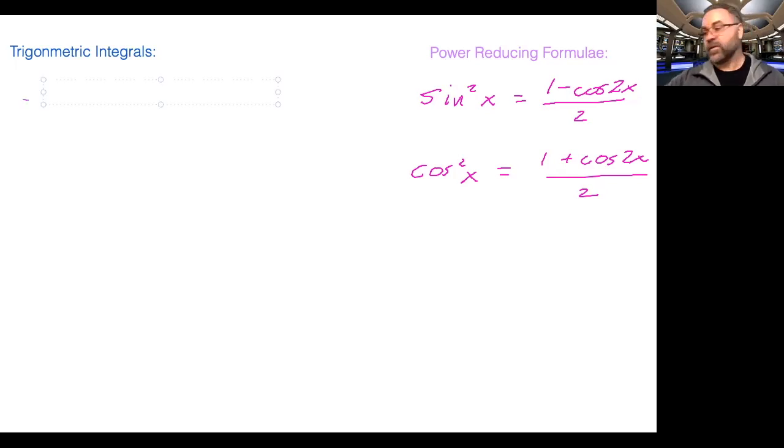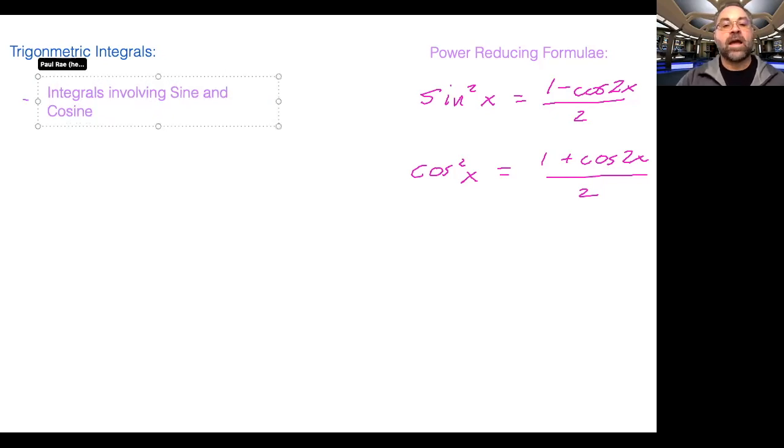Integrals involving sine and cosine. Okay, and so what we have here, guys, are 3 possible scenarios for our integrals. Scenario number 1. In scenario number 1, the power of sine is odd.